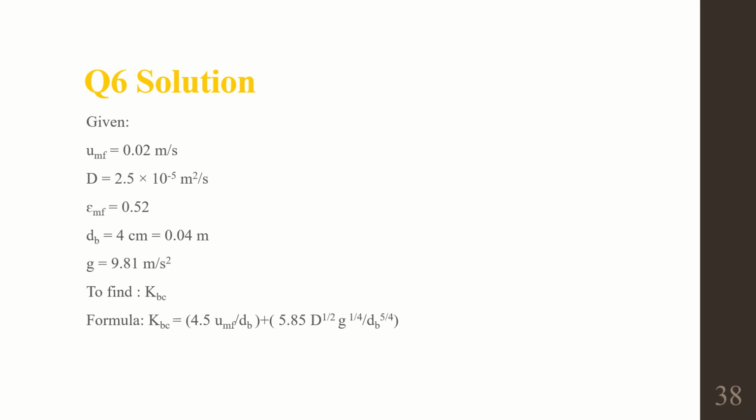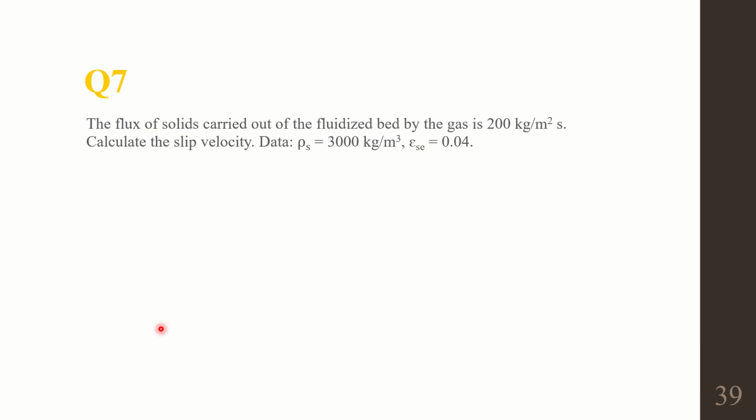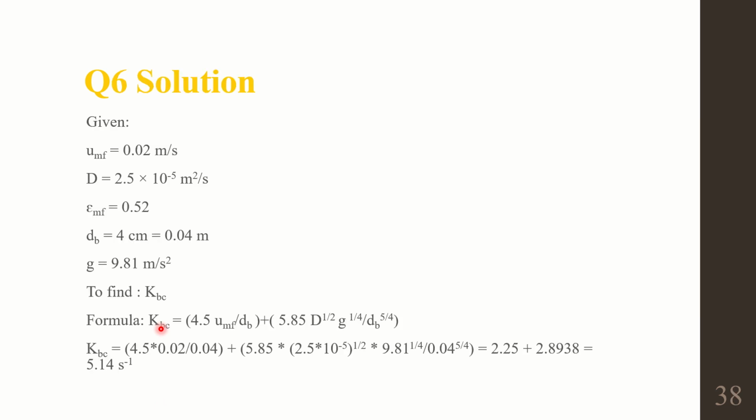So the formula for KBC is 4.5 UMF by dB plus 5.85 into D power 1 by 2 g power 1 by 4 divided by dB power 5 by 4. So this is the Davidson and Harrison 1963 expression. We substitute all the unknowns in this equation and we are getting KBC as 5.14 per second. And that's it. I hope this is clear.